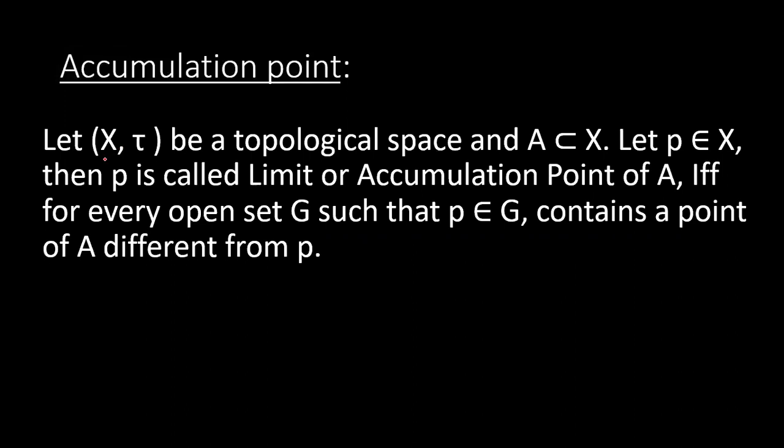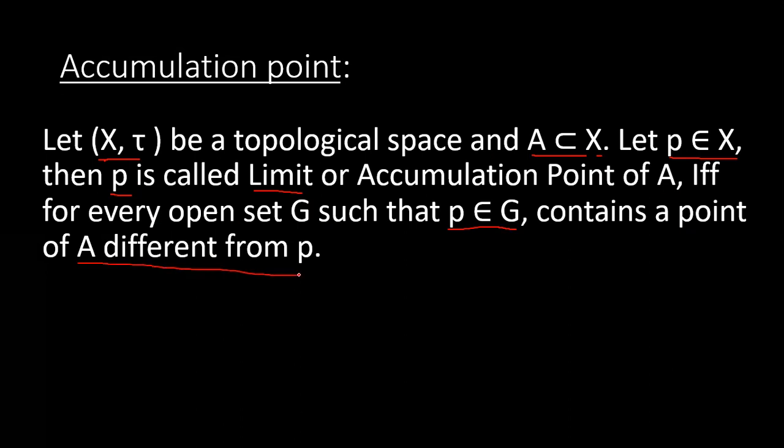Let X, tau be a topological space and A be a subset of X, and let P belong to X. Then this point P is called an accumulation point or limit point of A if and only if every open set G such that P belongs to G contains a point of A different from P.